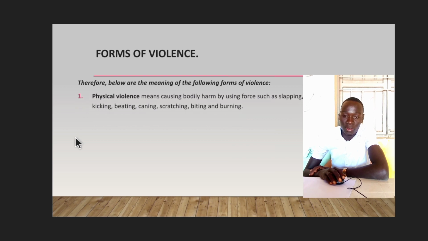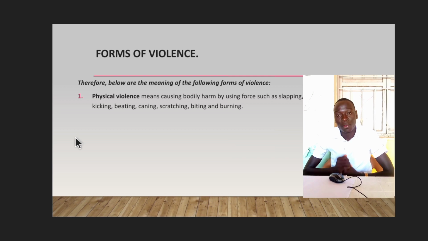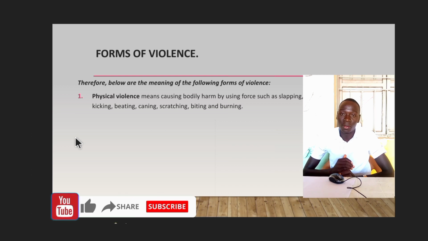1. We have physical violence. Physical violence means causing bodily harm by using force, such as slapping, kicking, beating, caning, stretching, and burning.